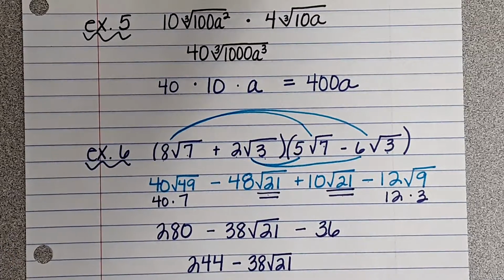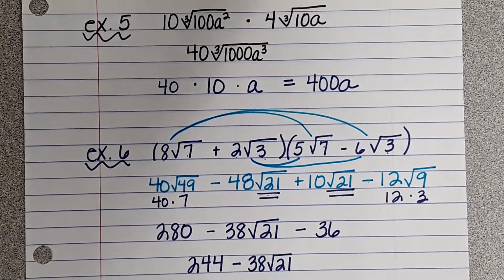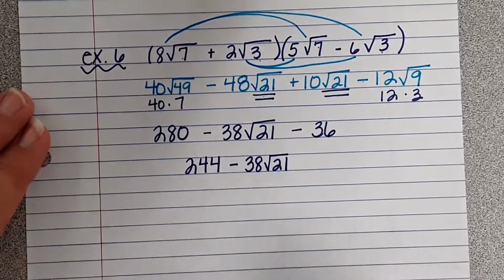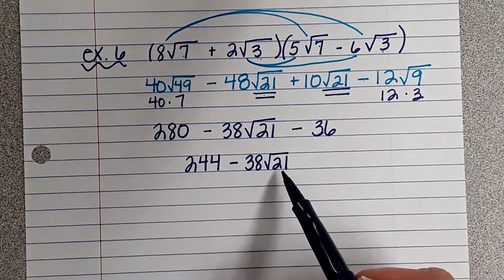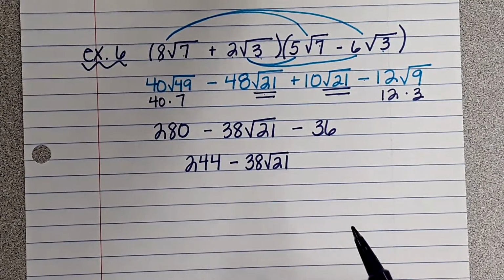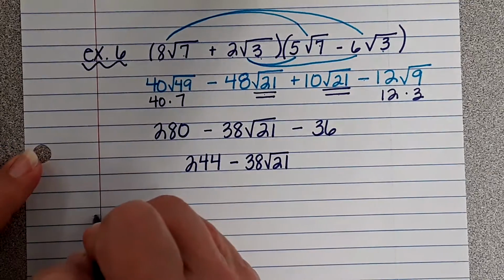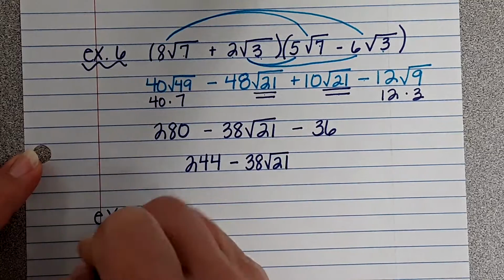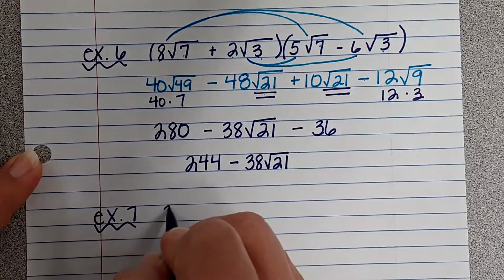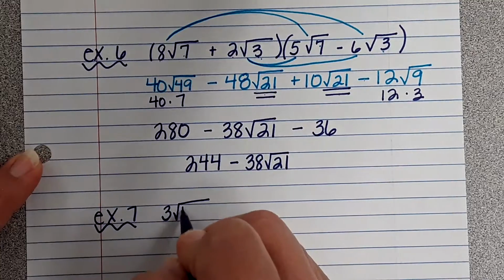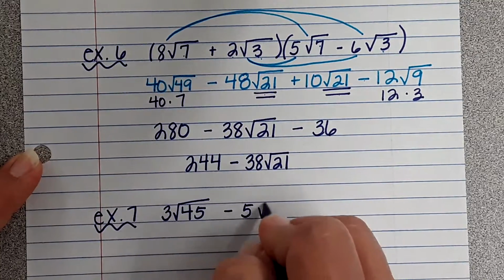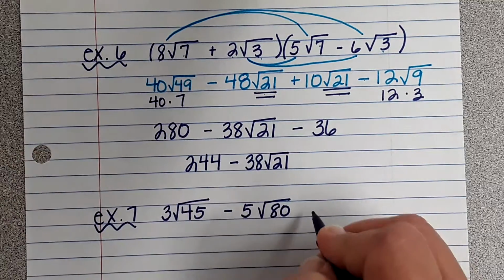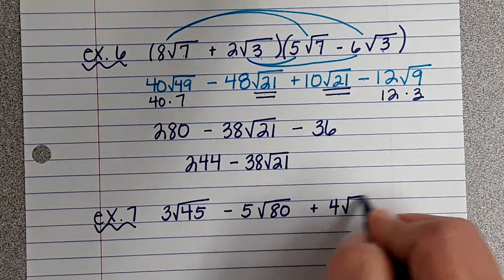Okay, so that brings me to actually just physically adding and subtracting. In first period, you guys, they did ask, well, what happens if there's a perfect square in 21? You'll have to simplify it. And so I want to show you what I mean by that in the next problem. So example 7 is 3 square roots of 45 minus 5 square roots of 80 plus 4 square roots of 20.